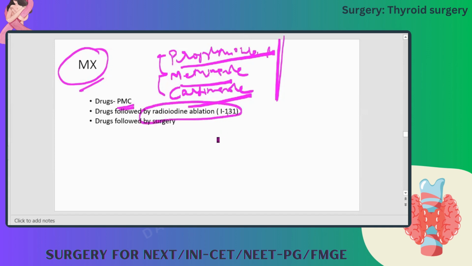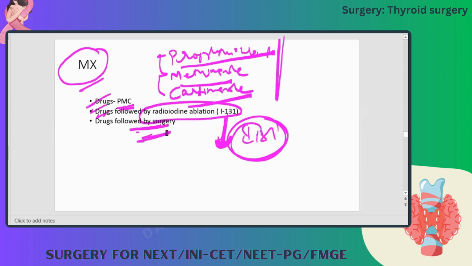Or we can give radioactive iodine ablation. Iodine, somebody was asking initially. This is done to ablate the gland. Iodine 131 is given for ablation of this gland. And finally, if it is not cured by drugs or radiation, we can go for surgery also. So these are the three things: drugs, followed by radioactive ablation, and finally surgery.